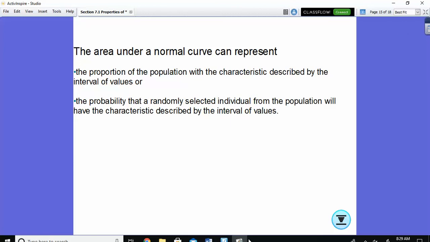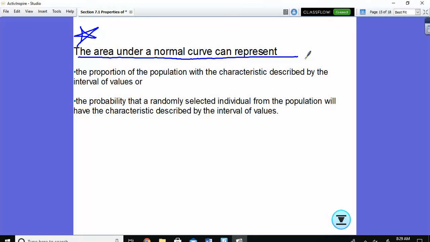Okay, just a couple more examples and I'm done. A couple of homework questions will say, give 2 interpretations. So this is the slide you need to look at when you do this. Area under a normal curve, we can interpret it 2 ways. It's the proportion of the population with the given characteristic.